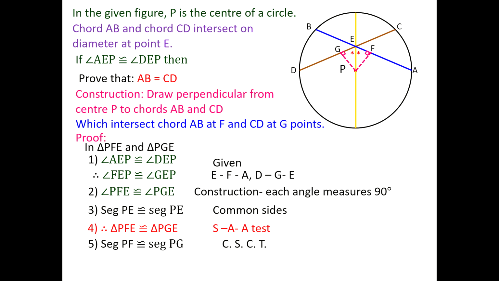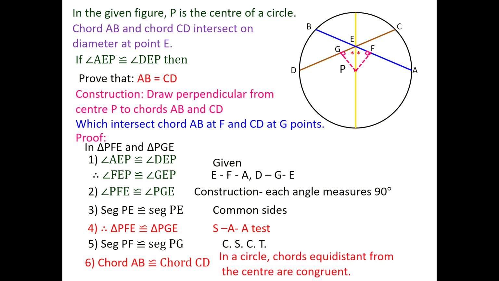Now we have got the chords equidistant, therefore we can say chord AB congruent to chord CD. The reason will be in a circle, chords equidistant from the centers are congruent. Hence, proved that AB is equal to CD. Let us go for the next sum.